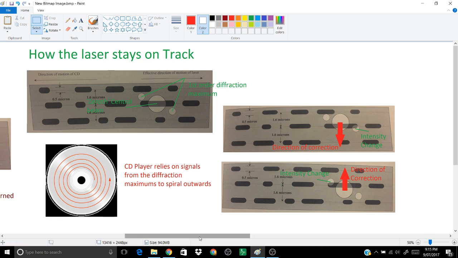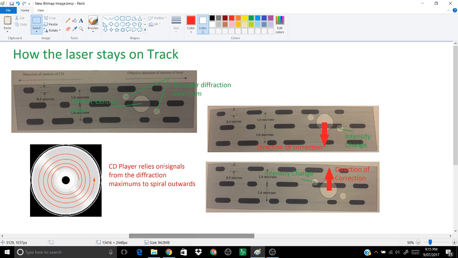So that's the other part of this that you need to know, how the laser stays on track. It uses the first order diffraction maximums and the same change in intensity patterns, but it's not reading it as if it was information. It's literally, if there is an intensity change, it knows where to go to correct it. And then once it goes back to this pattern, there are no intensity changes for the first order maximum. It will remain on track until it gets a signal that says you've got to correct again.